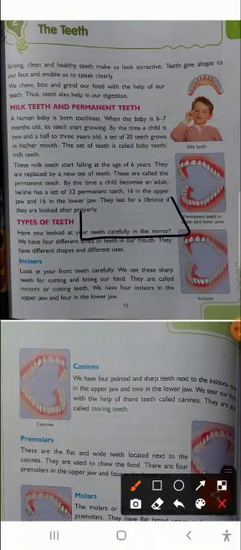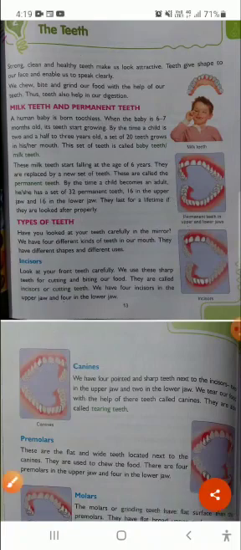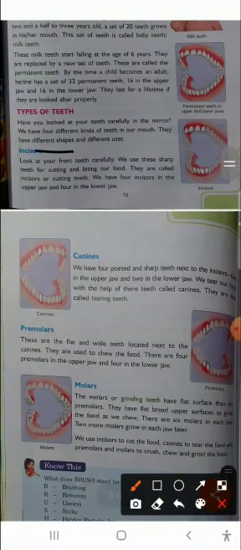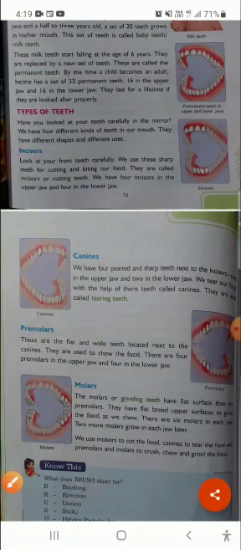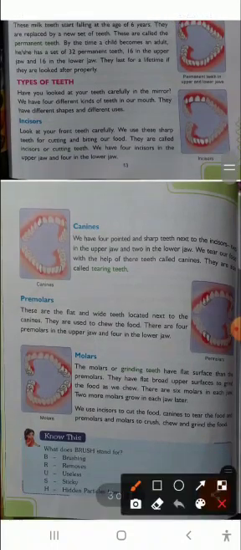We have four different kinds of teeth in our mouth. They have different shapes and different uses. On the basis of their shapes and their uses, we have divided them into four types: incisors, canines, premolars and molars. Now, first we will look at incisors.